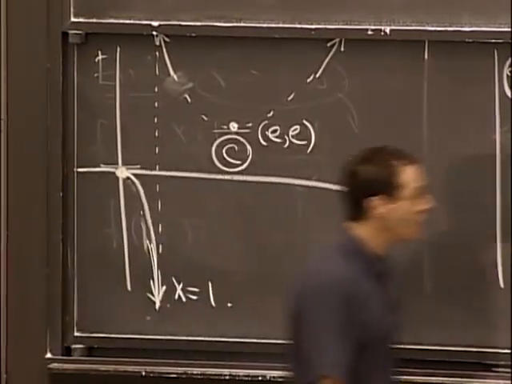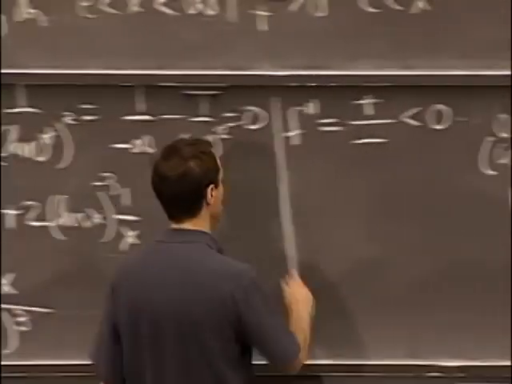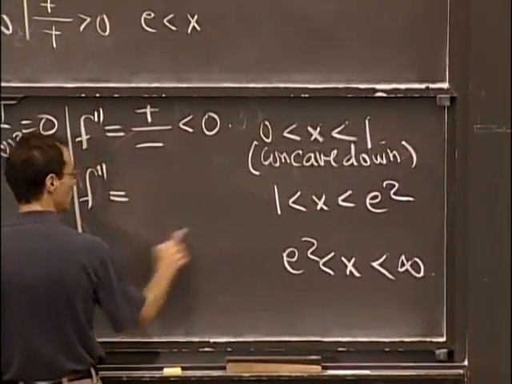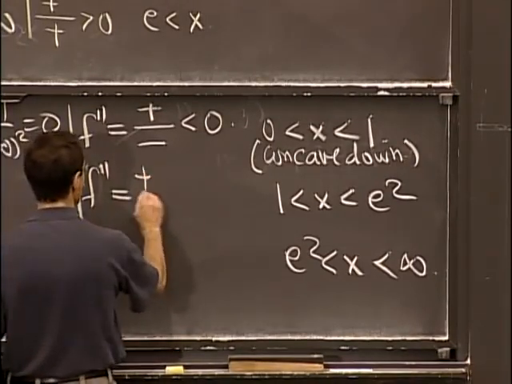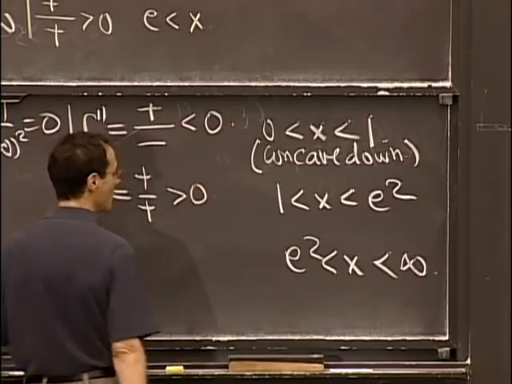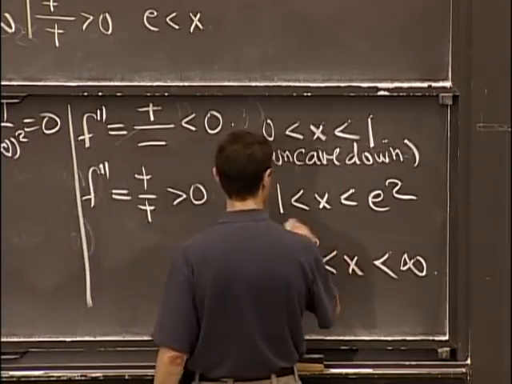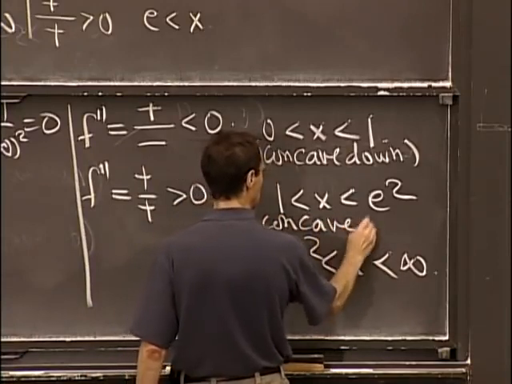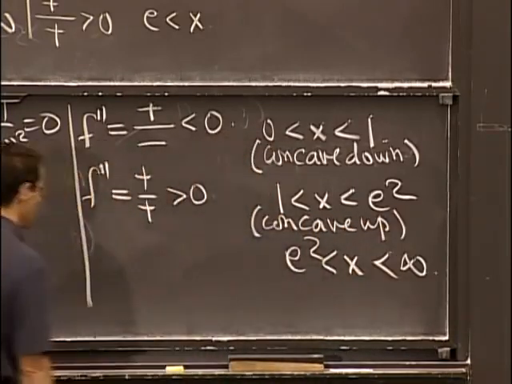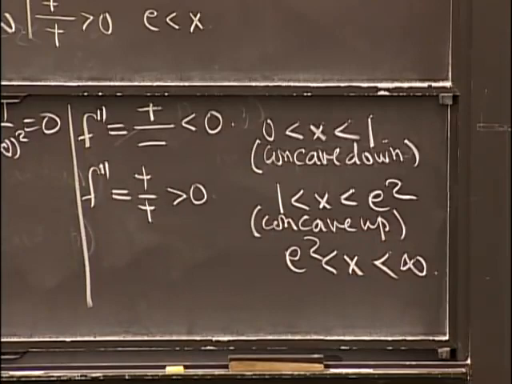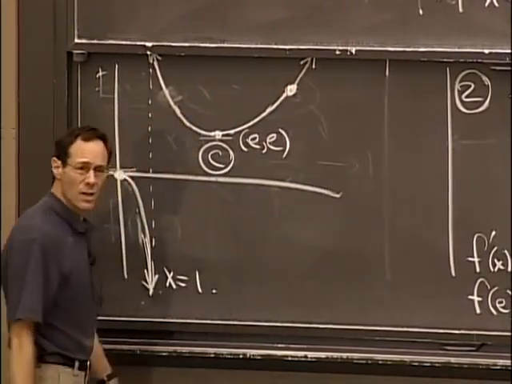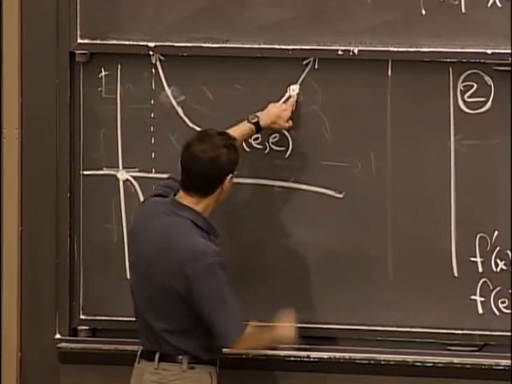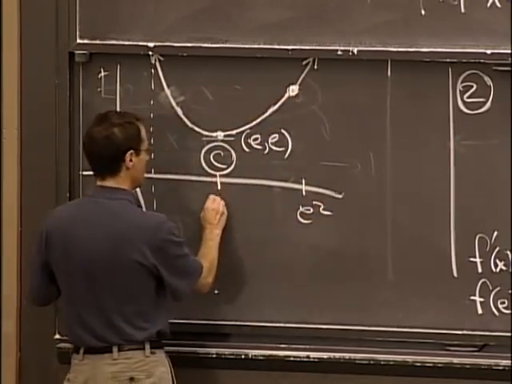And then the other two pieces are f double prime is equal to, well, it's going to switch here. The denominator becomes positive. So it's positive over positive. So this is concave up. And that's going over here. But notice that it's not the bottom where it turns around. It's somewhere else. All right? So there's another transition here. This is e squared. This is e.